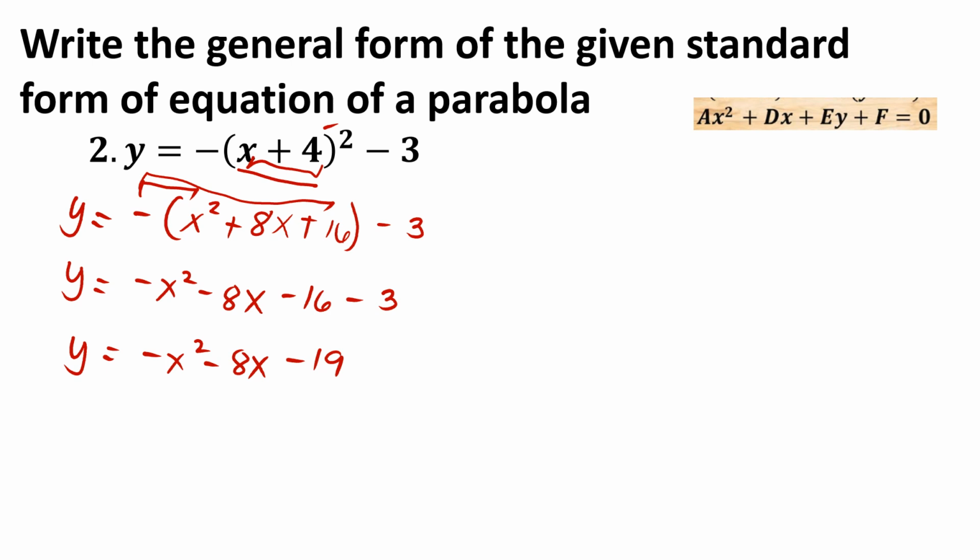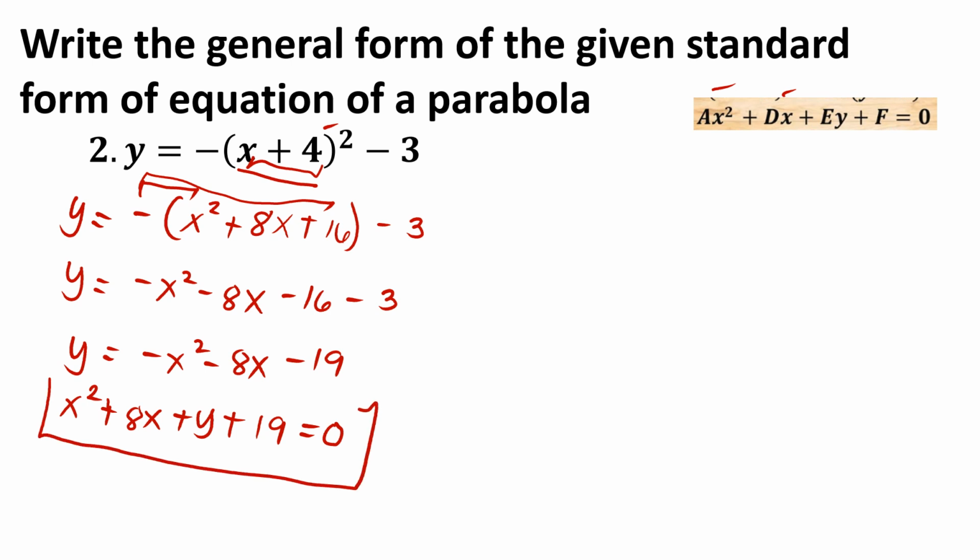To transform this into the form ax squared plus dx plus ey plus f equals 0, we transpose the negative x squared to the left, and it becomes positive x squared, followed by positive 8x. As we have ax squared plus dx, followed by positive y, we need not change the sign of the y. The constant negative 19 is transposed and becomes positive 19. This is equated to 0, and this is already our general form.